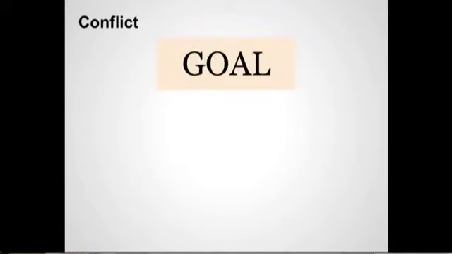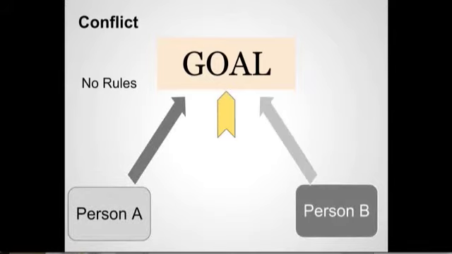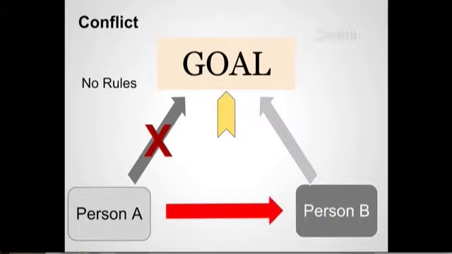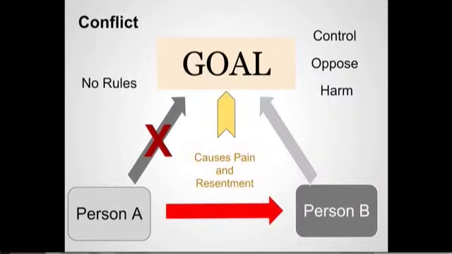So conflict is sort of like competition, only the bad form. There is a goal, however, there are no rules. The goal can only be won by one person, person A or person B. However, at some point, person A decides to get the goal, and will just go ahead and hurt person B. Either try to control person B so they can't get the goal, oppose person B, or harm them. Either way, all three can lead to pain and resentment that could further conflict between the two and others. And no longer is the goal important.